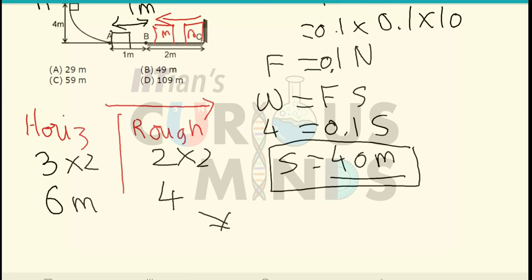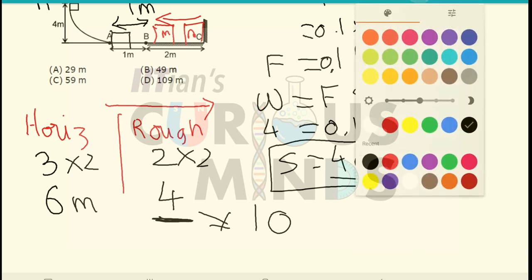In the first round, 4 joules of energy is wasted in the non-conservative force. So it can clearly make 10 rounds over here, okay. But look here what will happen in the 10th round.